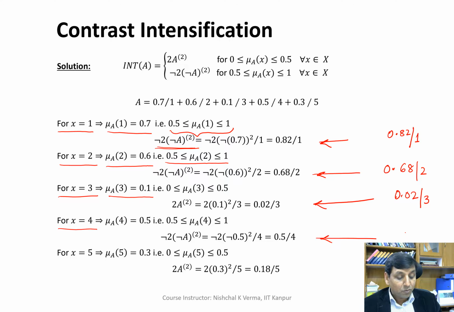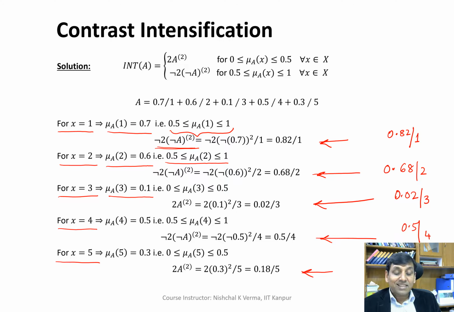Similarly, for x is equal to 3, we can compute, and we see that we are getting for generic variable value 4, 0.5, and similarly for generic variable value 5, we are getting the membership value of the contrast intensified fuzzy set as 0.185. So this is how we get a new fuzzy set, which is the intensified fuzzy set.